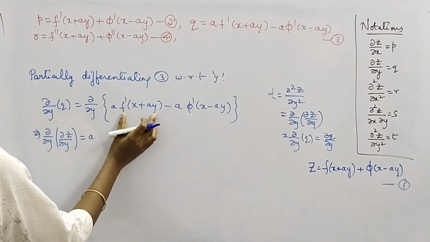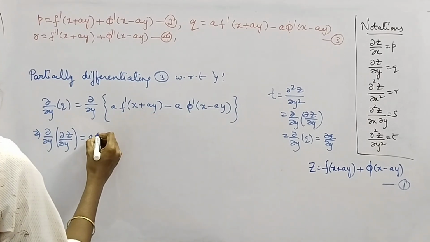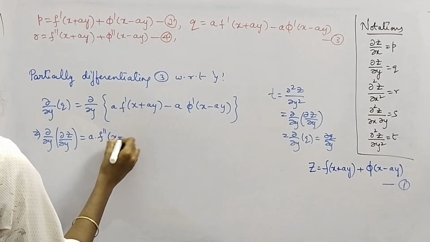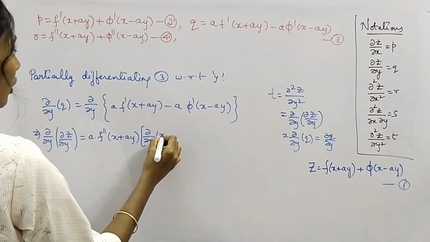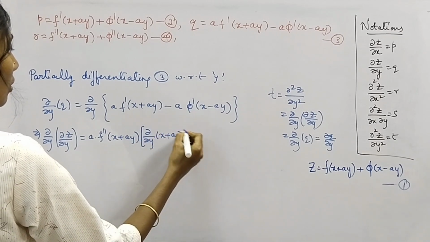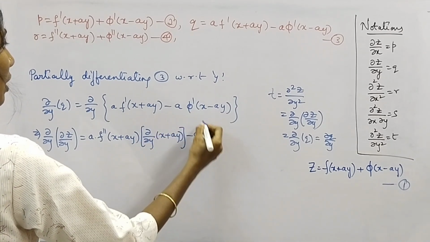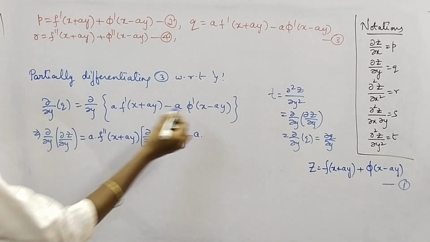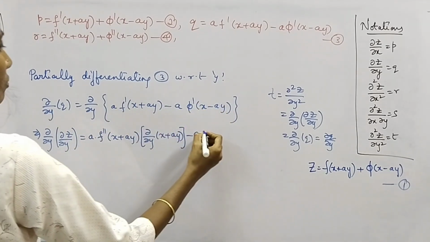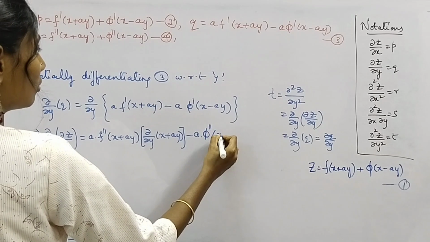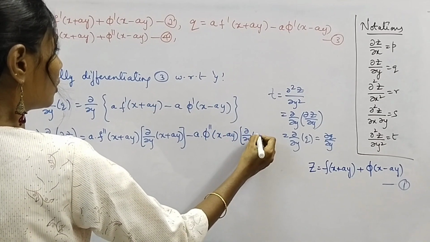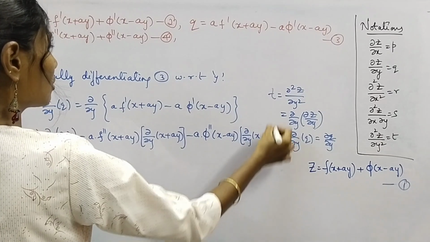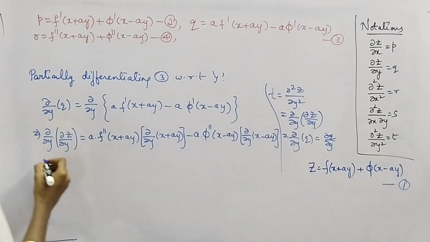a into the partial derivative of f dash of x plus ay, which is f double dash of x plus ay into the inner derivative dou by dou y of x plus ay, minus constant a into the partial derivative of phi dash of x minus ay with respect to y, which is phi double dash of x minus ay into the inner derivative dou by dou y of x minus ay, right?